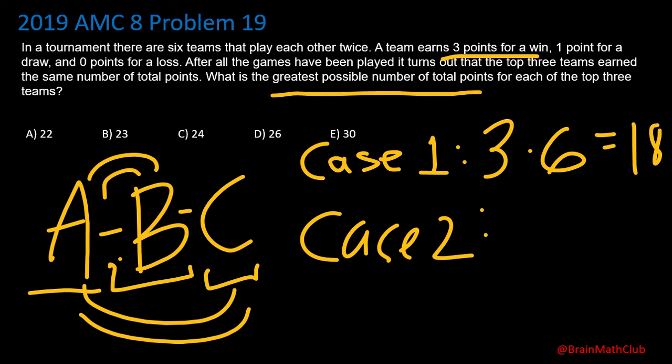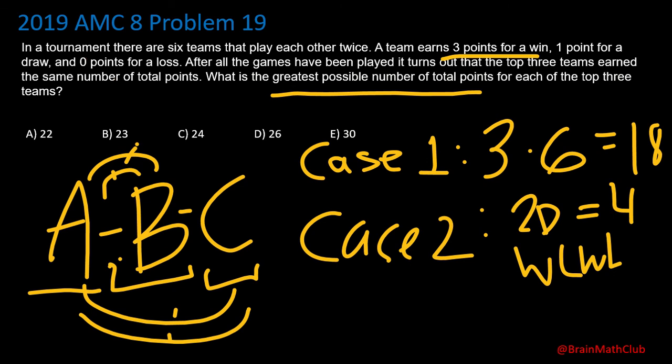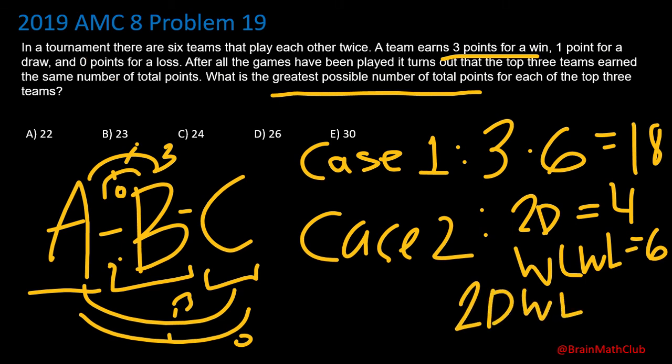If there are 2 draws, then A earns 1 point in each draw. That would mean there are 1, 2, 3, 4 draws, which means A earned a total of 4 points. Now what about a win-loss, win-loss? That would mean A earned 3 points, then 0, then 3, and then 0. So that would equal 6 points. Now we have to take one more case: 2 draws, and then a win-loss.